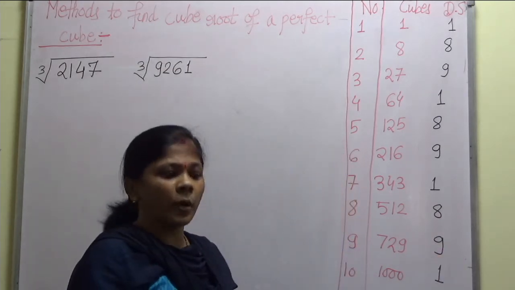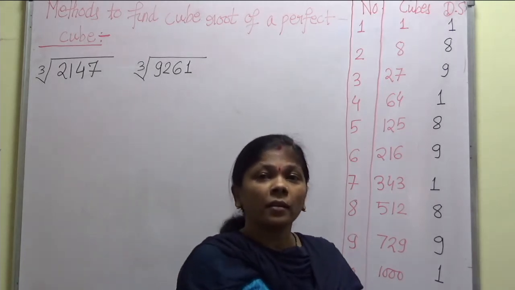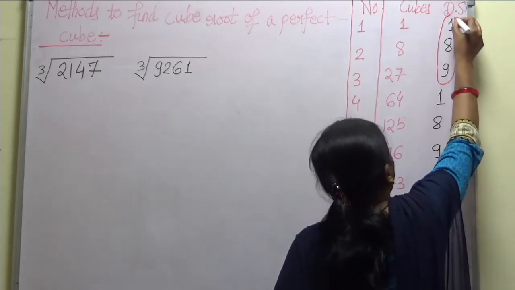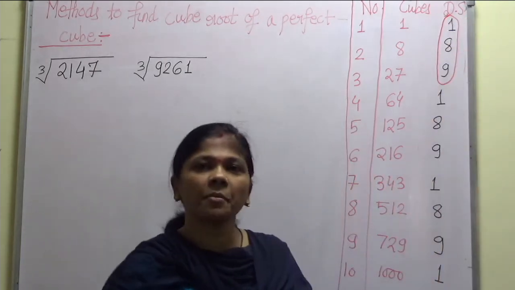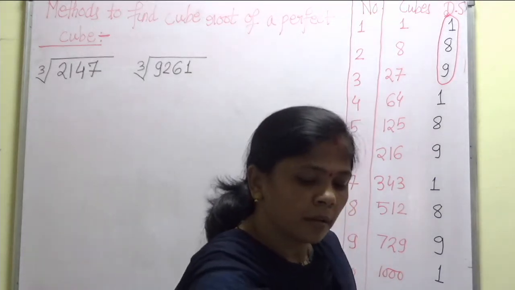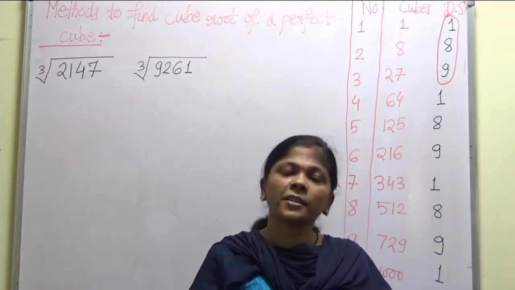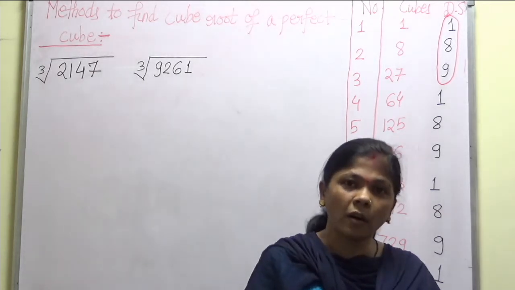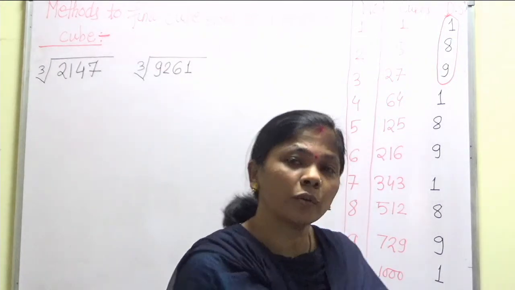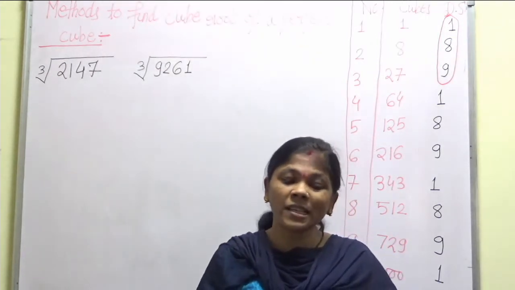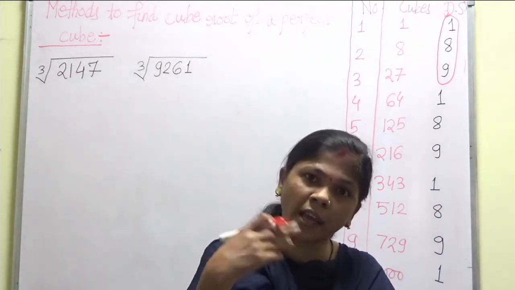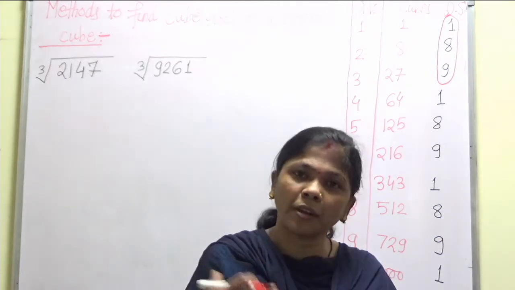So here we find one pattern. What is the pattern? The digital sum is 1, 8 or 9 only. So we can say that if a number is a perfect cube, then its digital root is either 1, 8 or 9. But if a number has digital root 1, 8 or 9, it does not mean that it is a perfect cube. It tells you that it can be a perfect cube, but we will have to verify it.